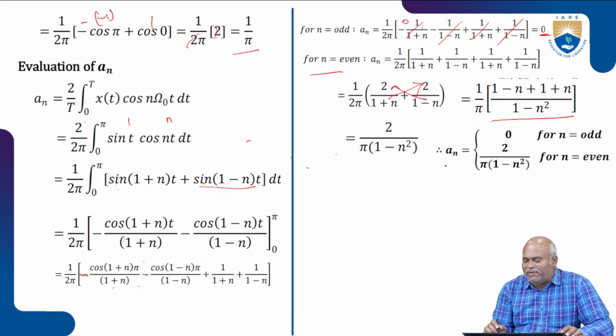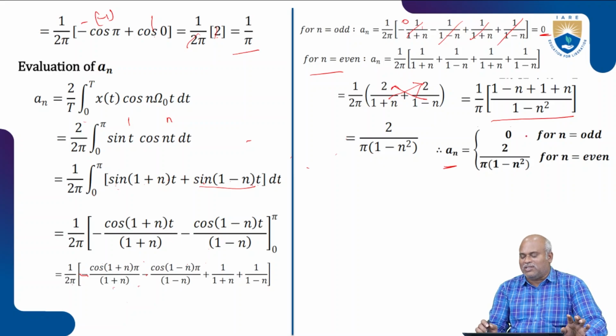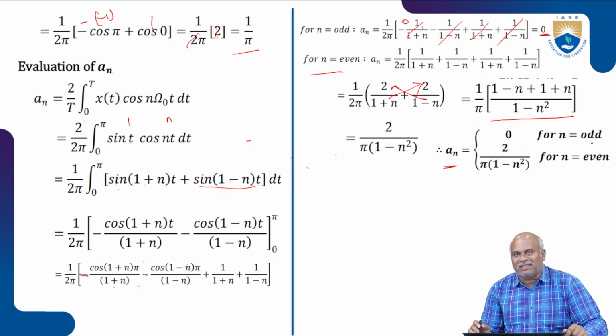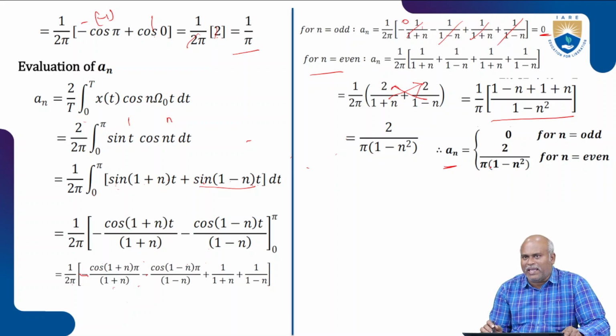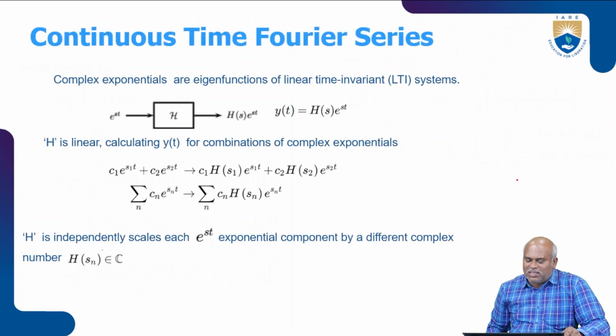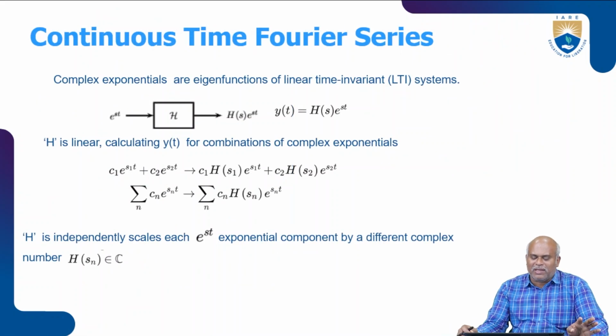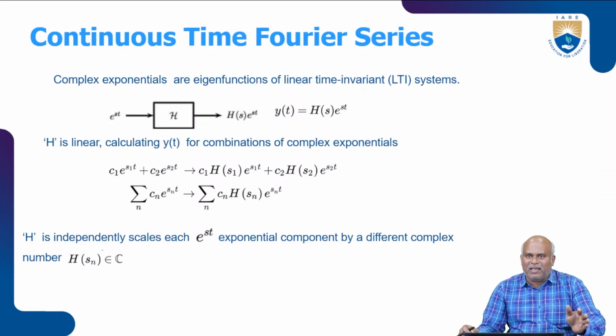Now a of n is represented as 0 when n is odd. If n is even, the value is 2 divided by pi times (1 minus n squared), I should write. So this is a way we may represent the continuous Fourier transform. In this continuous Fourier transform cosine condition, what will we do in the process?